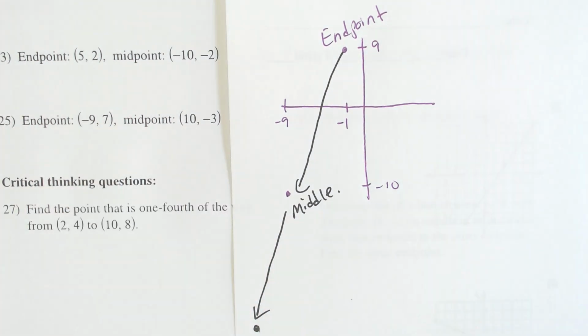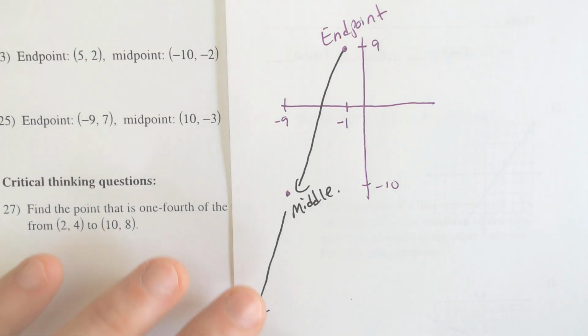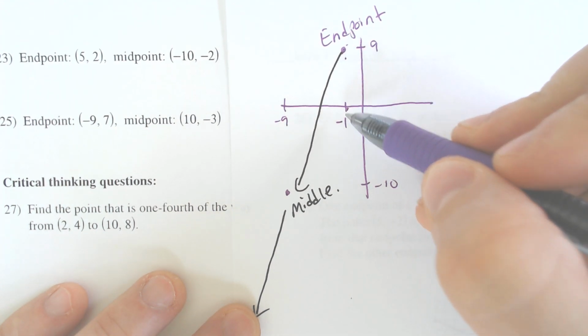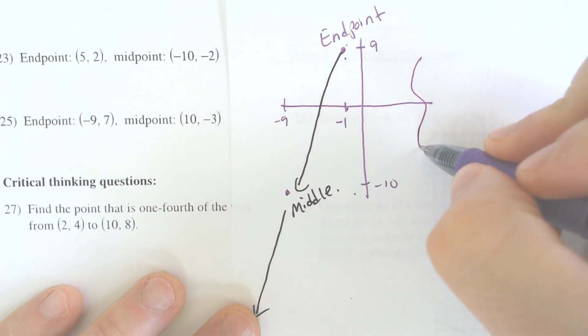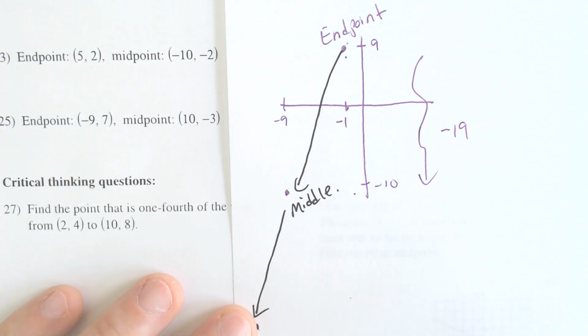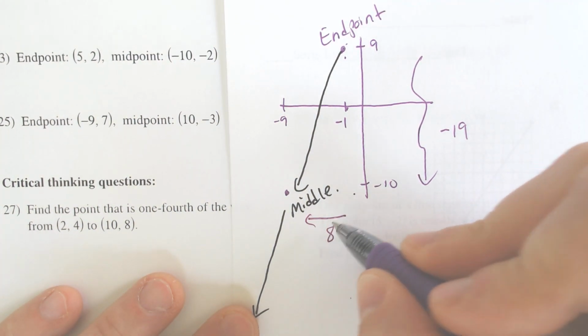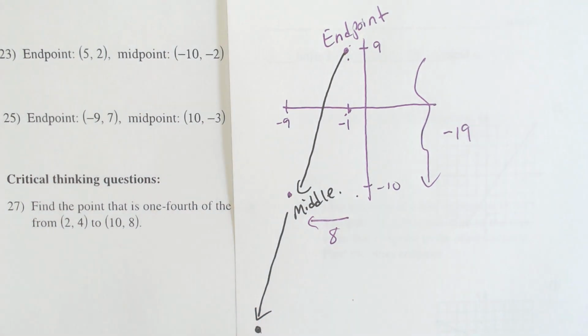And it doesn't have to be a pretty graph. My graph isn't very pretty, but it will work on a pretty graph as well as a hand-drawn graph that doesn't take too long to do. So what did we do? From the endpoint, we went down by 9 and then down by 10, so we went down by a whopping 19. And then we went over to the left by 8. We went from -1 to -9, which is to the left by 8. So I have to go down by another 19 and over by another 8.